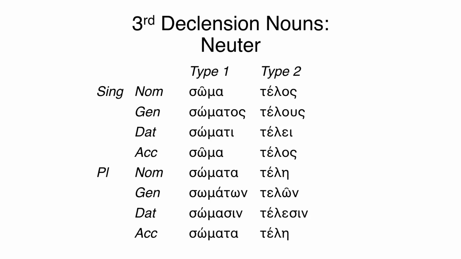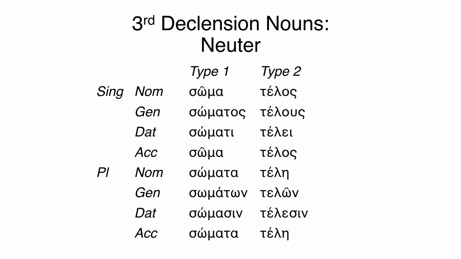Well, let's look at the forms. There are two types, one following soma and the other following telos. First we have soma, somatos, somati, soma, somata, somaton, somasin, somata. We can see the third declension endings through this pattern, but not exactly the same as the nouns that we've seen so far. The second type is based on telos. We have telos, telous, teleï or teli, telos, telei or teli, telon, telesin, and telei or teli.